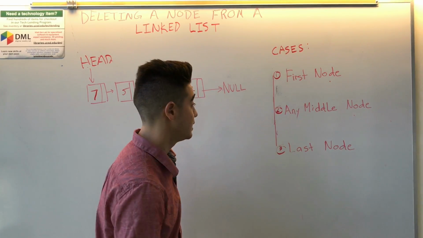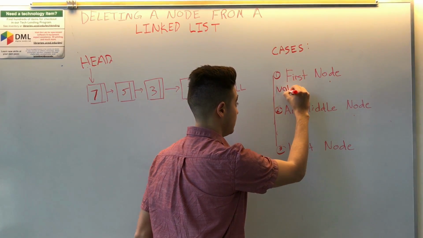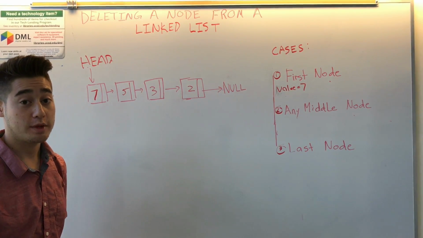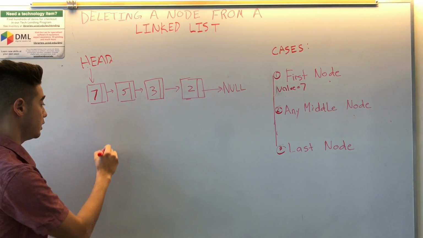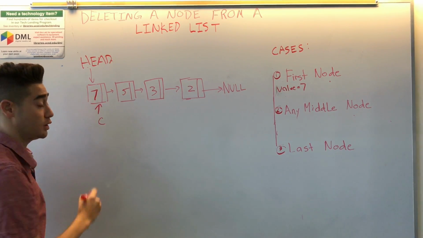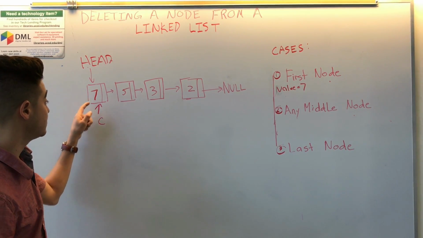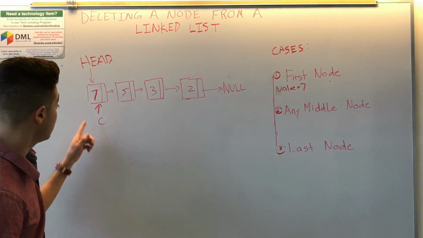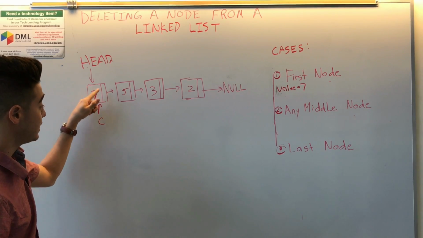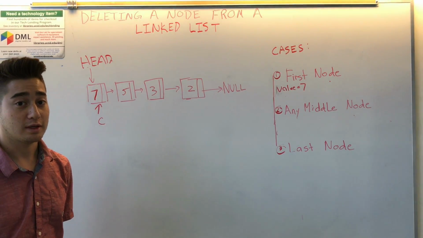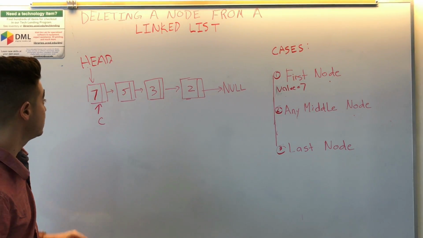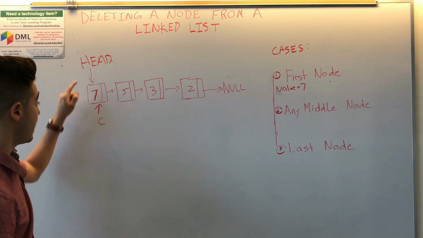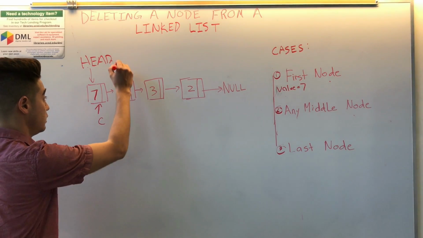For the first case, let's say we want to delete a node that has a value equal to 7. In order to do this, we create a pointer called C, standing for the current node, and have it point to the first node in our linked list. We then check if C's value of 7 is equal to the value we want to delete. We see that it is. We then note that the node containing the value 7 is the first node in our linked list. So what we want is, instead of having head point to the current node, we want to have head point to the node following the current node instead.